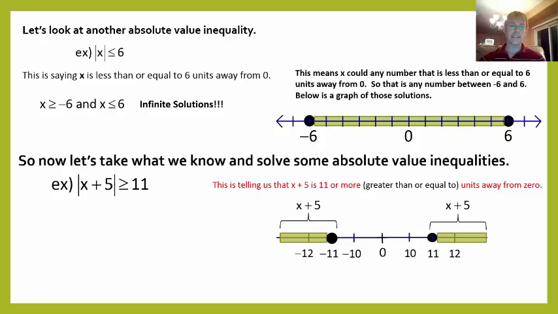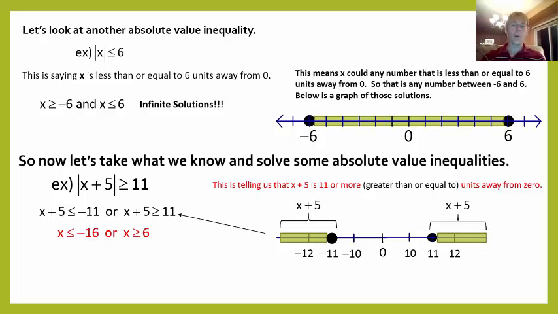So it could be at +11 or to the right, or at -11 and to the left. And what this really leads me to is two inequalities here. We can see that x plus 5 could be less than or equal to -11, or x plus 5 could be greater than or equal to +11. And this is going to be the idea we carry through all of our solving absolute value inequalities.